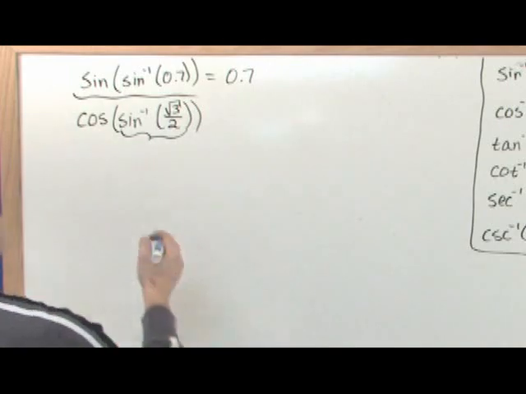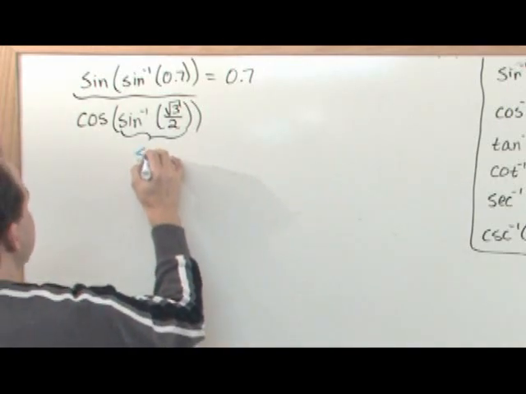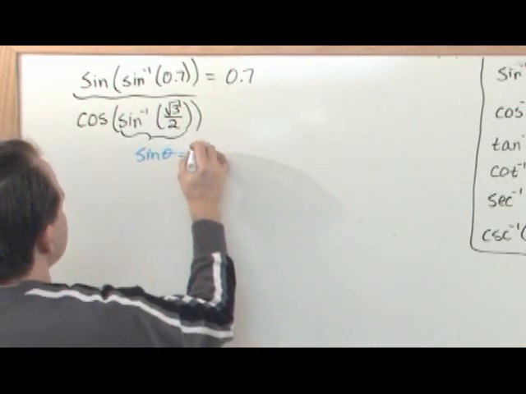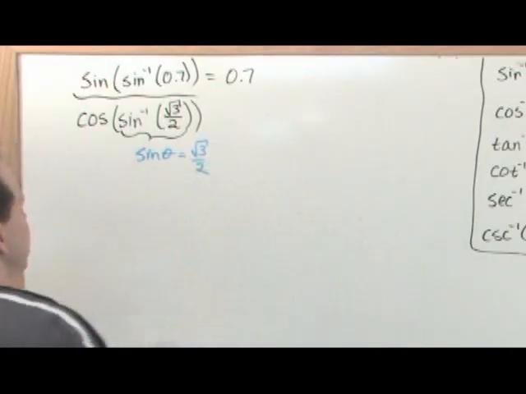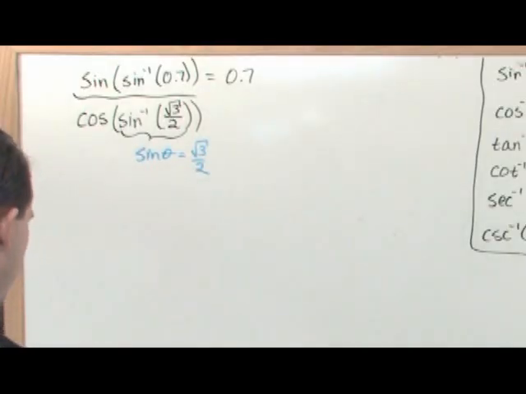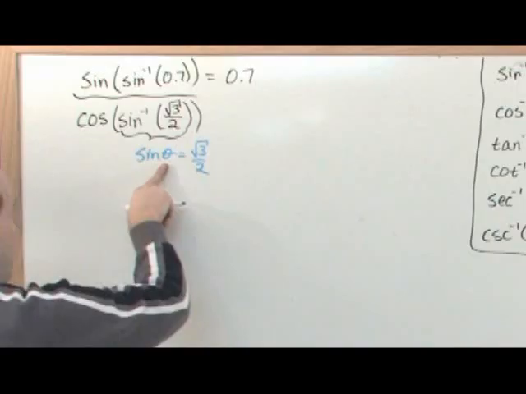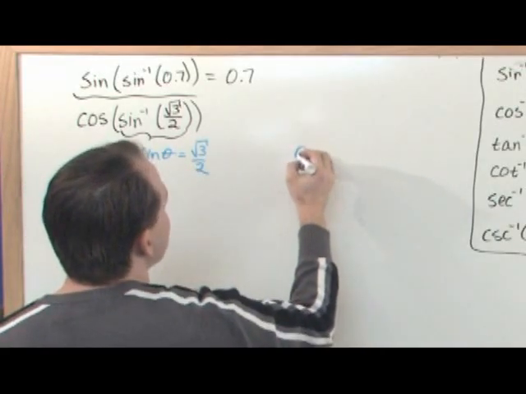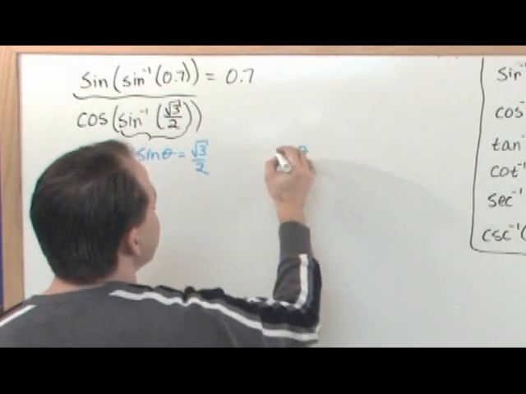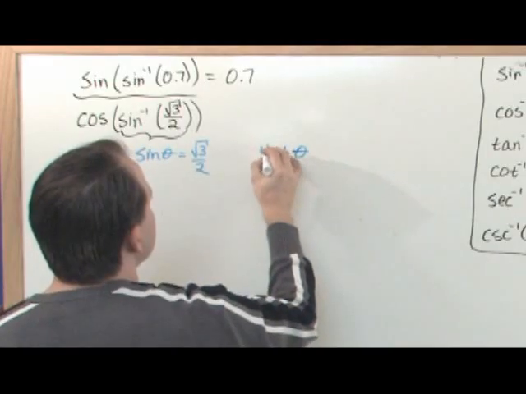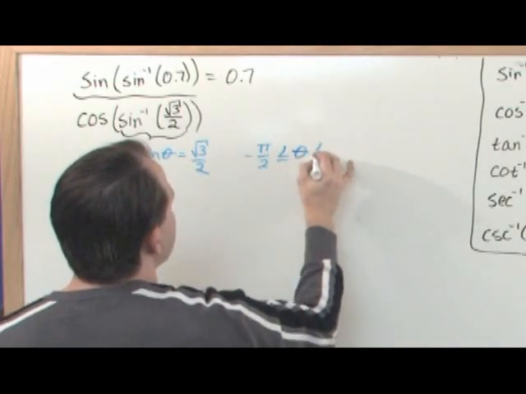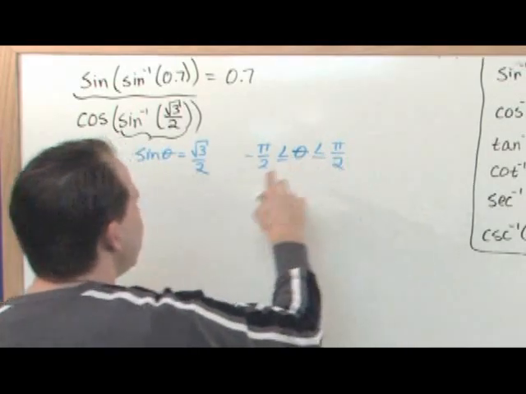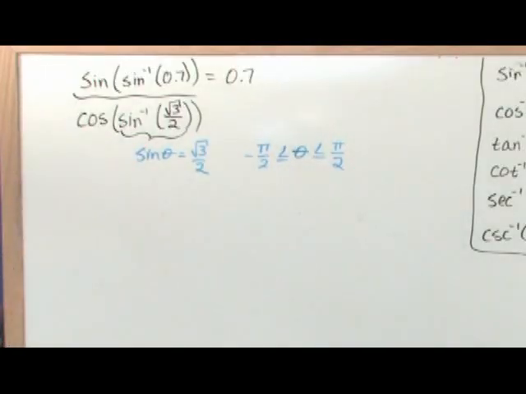What that means is that the sine of some angle is equal to square root of 3 over 2. Okay, and I just need to find out what that angle is. And by the way, because we're talking about a sine, the angle by definition must be between negative pi over 2 and positive pi over 2. I'm drilling this into you every problem because it's really important that you keep that in mind.